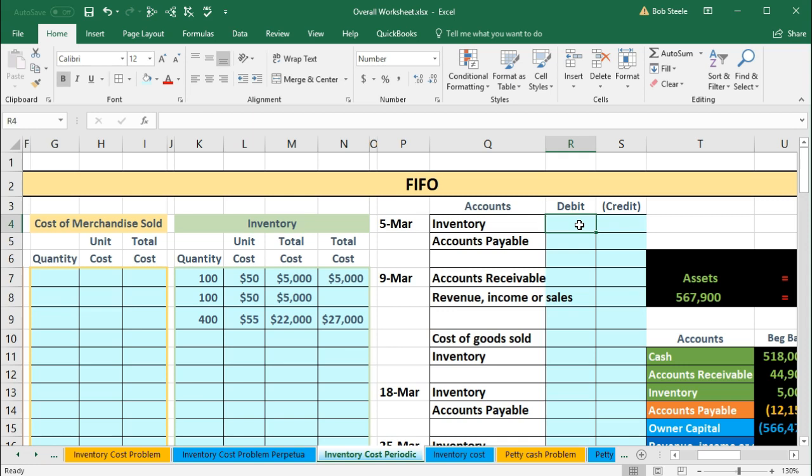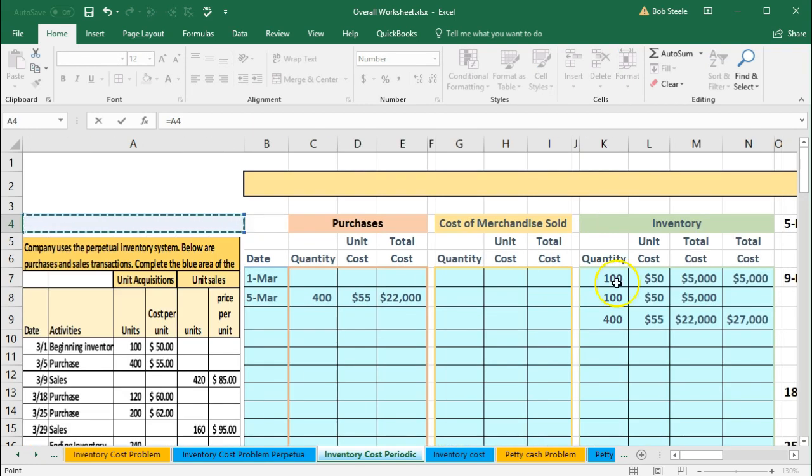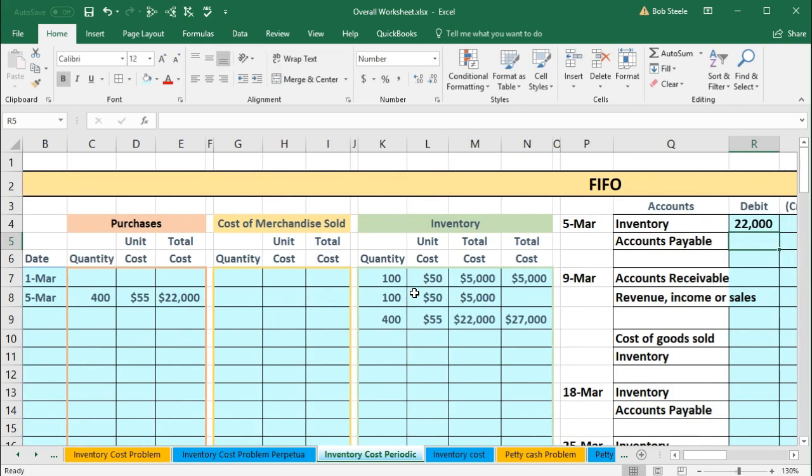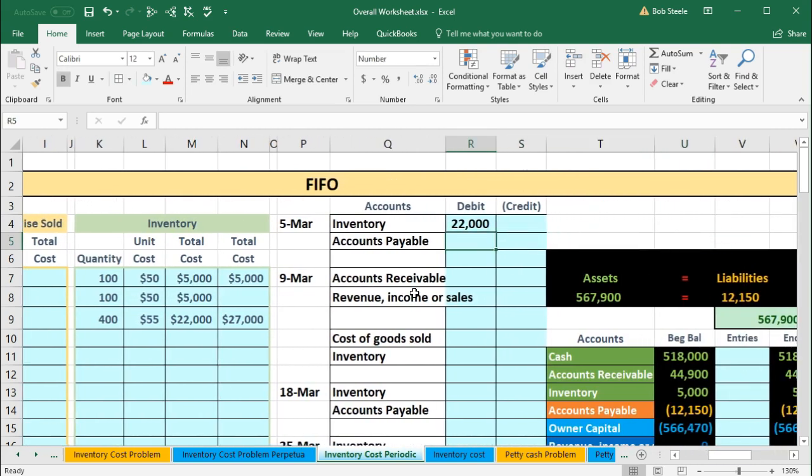We are in R4. I'm going to say equals, and I'm just going to point to that 22,000. That's what we paid for it. There's no estimate. It would be the same under first in, first out, last in, first out, average, specific identification, all methods the same. This is not an estimate.